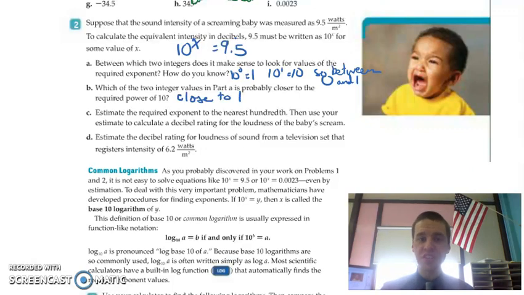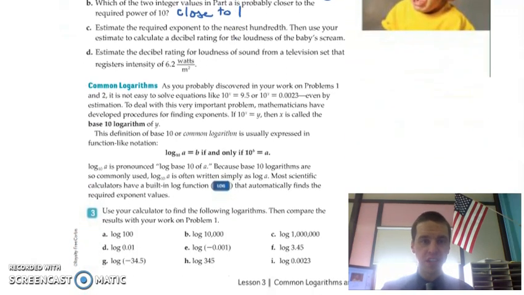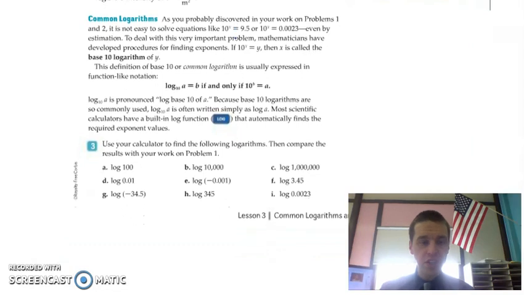Again, we're going to look at C and D again when we have calculators in the classroom. So here's the real meat of the unit, or today's lesson. As you probably discovered, it's not easy to solve equations such as 10 to the x equals 9.5 and 10 to the x equals 0.0023, and you can't even estimate it that well. So we've created logarithms. The idea of logarithms is if 10 to the x equals y, then x is called the base 10 logarithm of y.